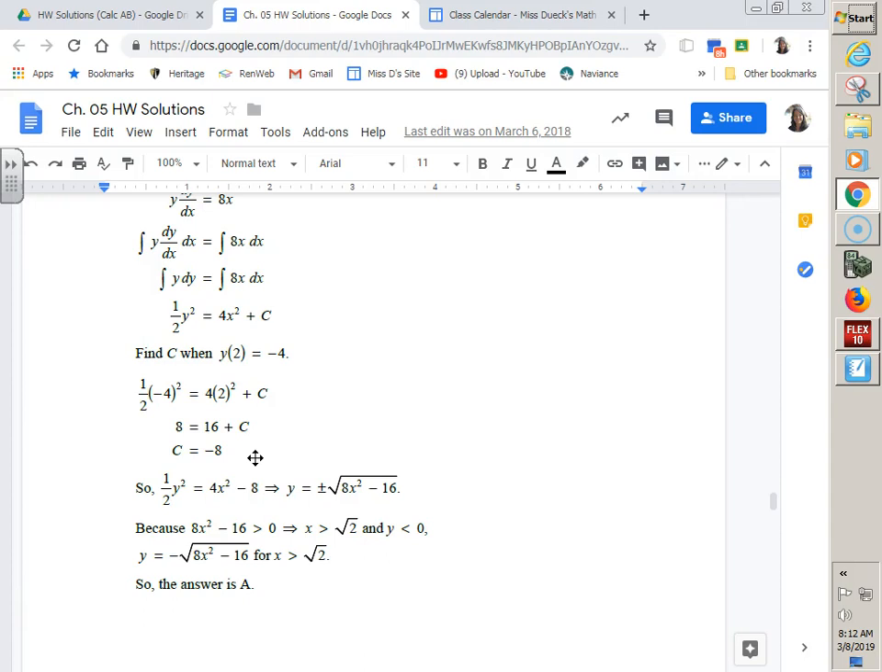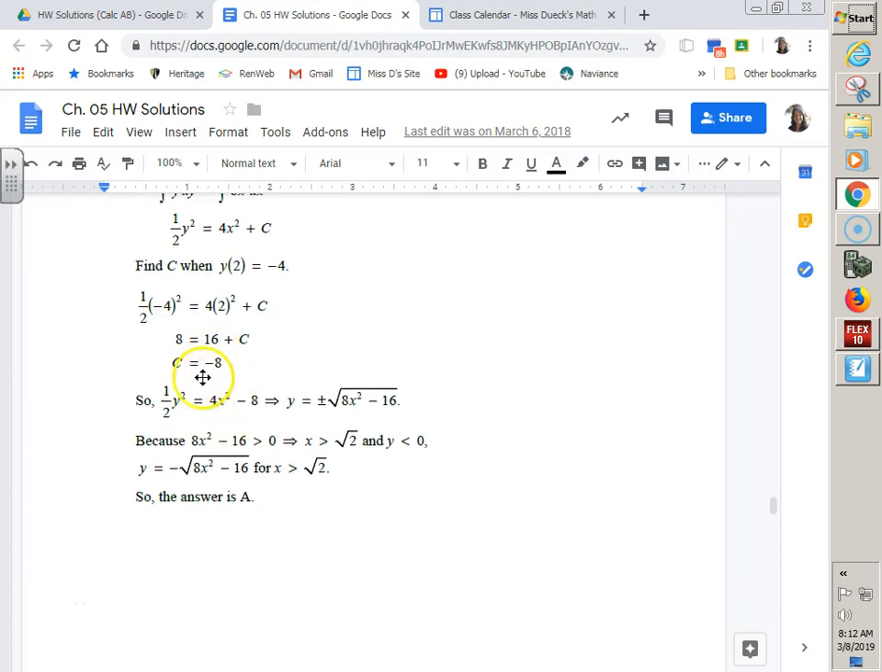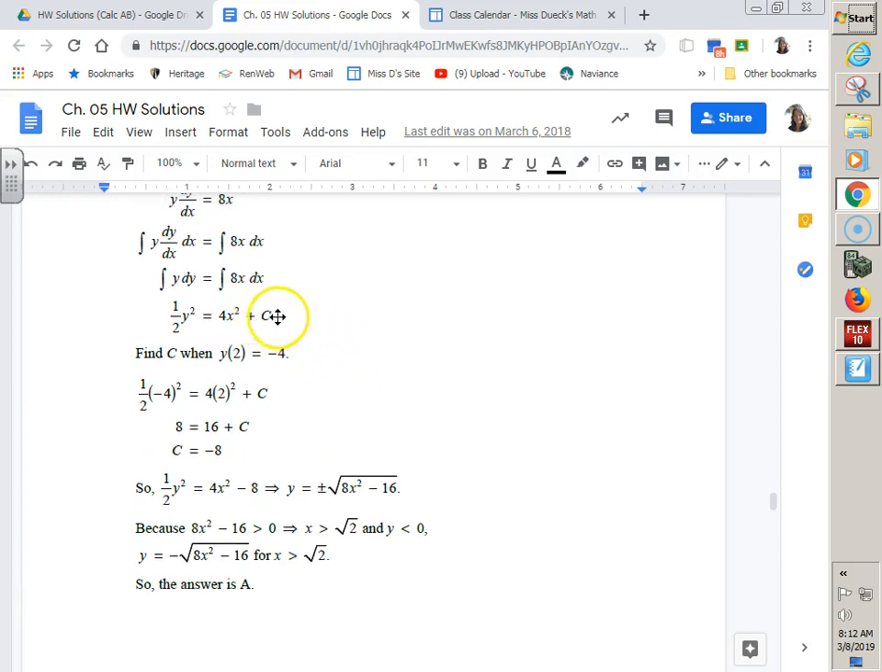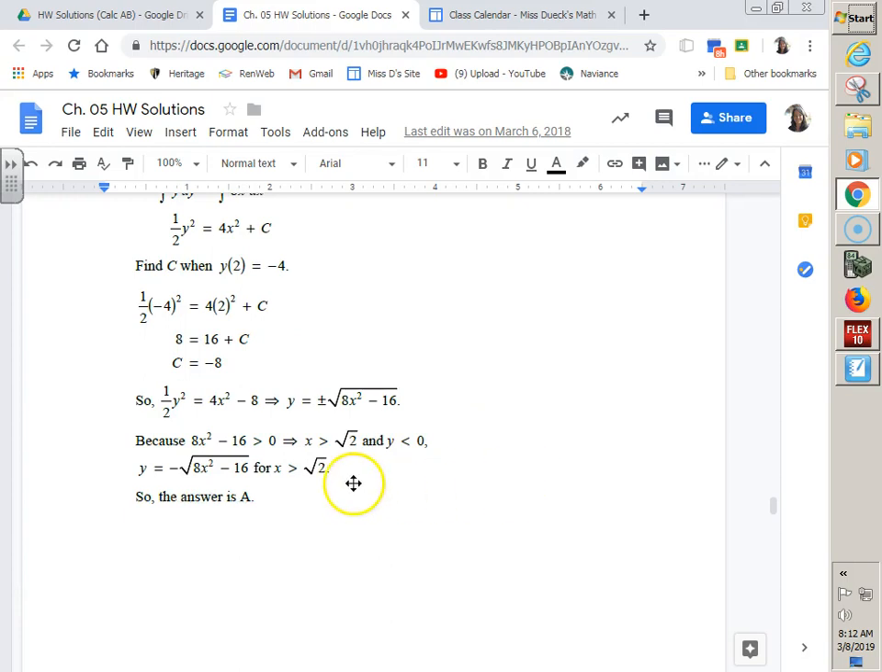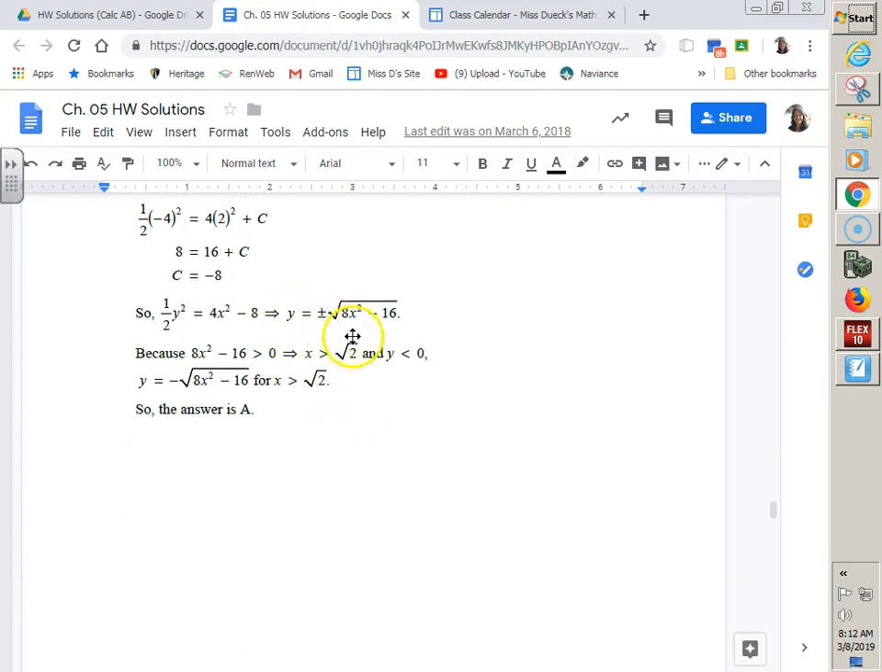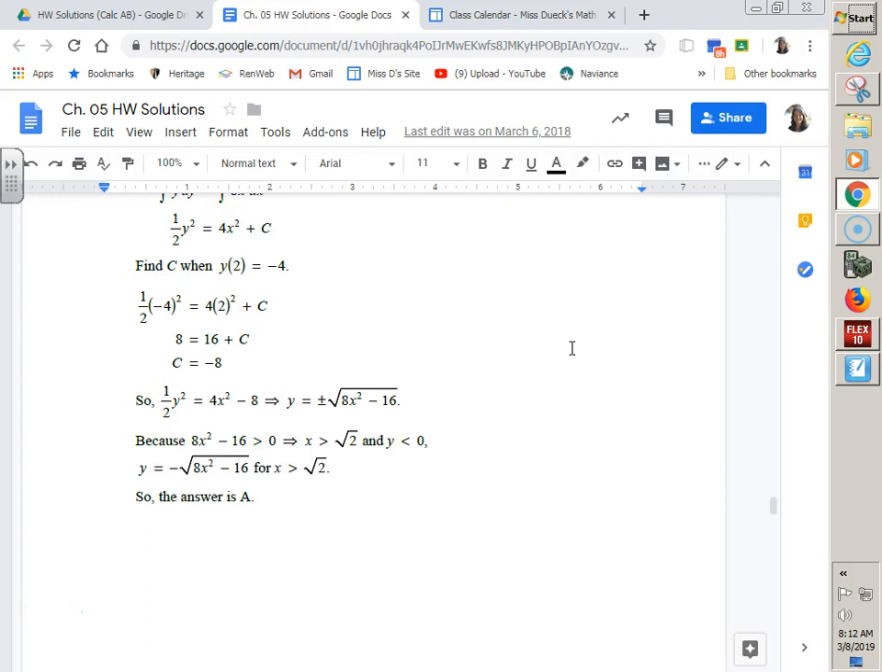You might have actually gotten y by itself first and then solved for c. So maybe your c wasn't -8, but at the end of the day, did you end up with y equals plus or minus square root of 8x squared minus 16? So depending on where you did the c, if you guys notice, they actually solved for c before getting y by itself. So then when they came down here, they were like, hey, y equals plus or minus, but here's the dilemma, kiddos. What was your clue?